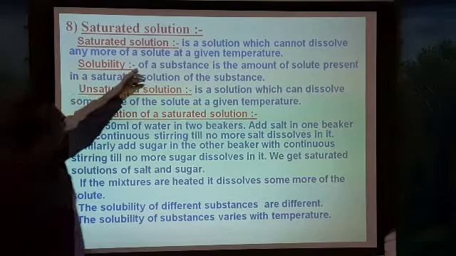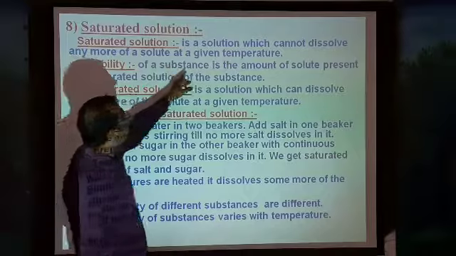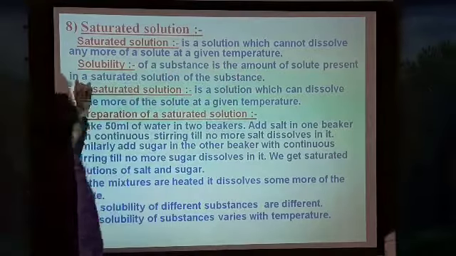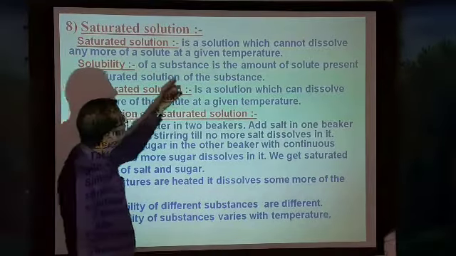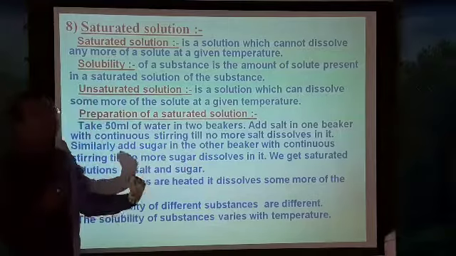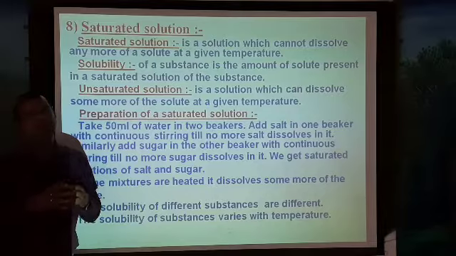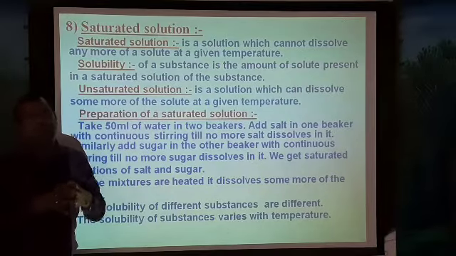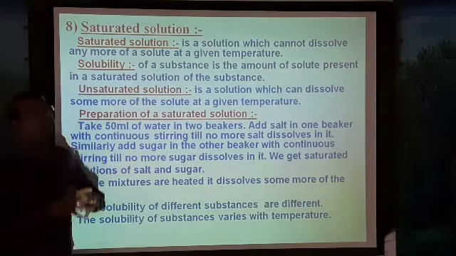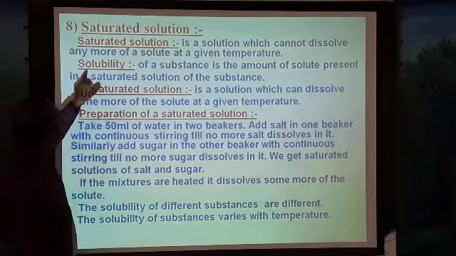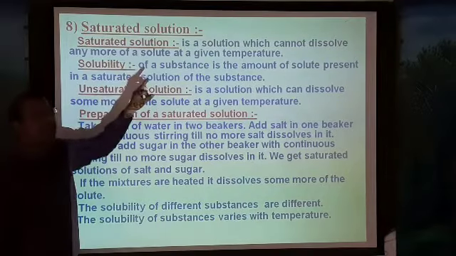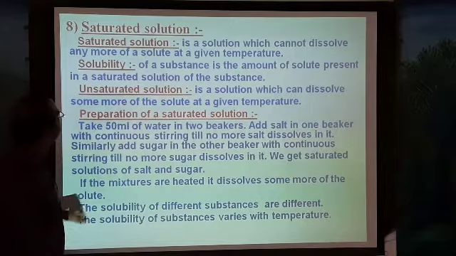The solubility of a substance is the amount of solute present in a saturated solution of the substance. So how much can it dissolve? I told you any solution has a limitation to dissolve substances in it. How much is dissolved in it, that property is called the solubility of that particular solution.